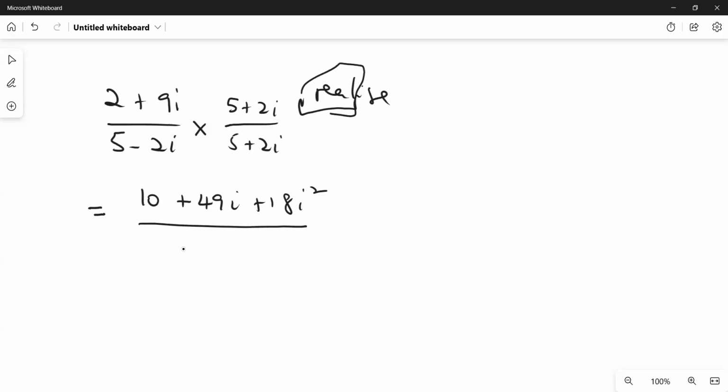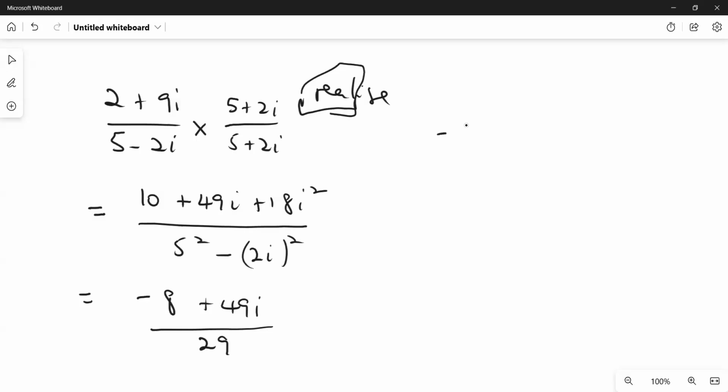You will do the necessaries, right? You see this is a difference of squares, so you'll get 5 squared minus 2i squared, right? When you simplify all of that, you'll get minus 8 plus 49i over 29, right? And you can now write that as minus 8 over 29 plus 49 over 29 i.